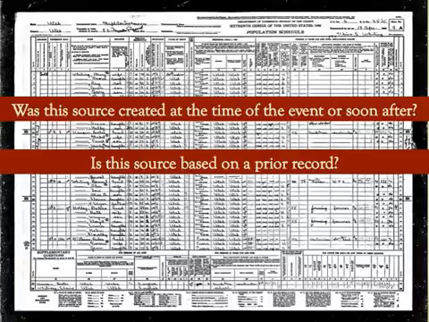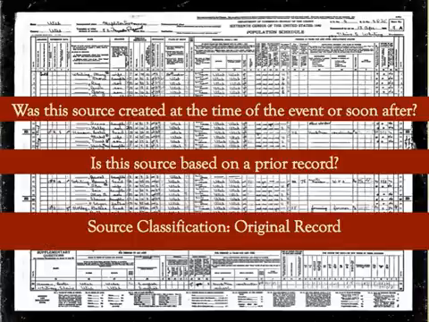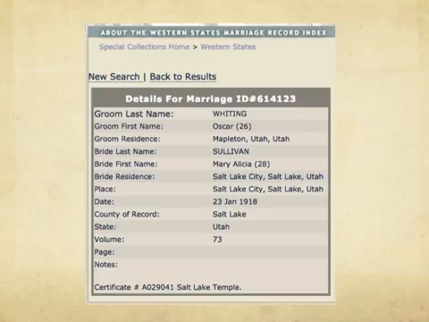Next, is this source based on a prior record? There may be some gray area with the census in particular, as this document is based on the census taker's notes, but generally it is accepted that this record is not based on any other prior record. Third, is it based on multiple sources? The answer is no. So we are able to classify this source as an original record.